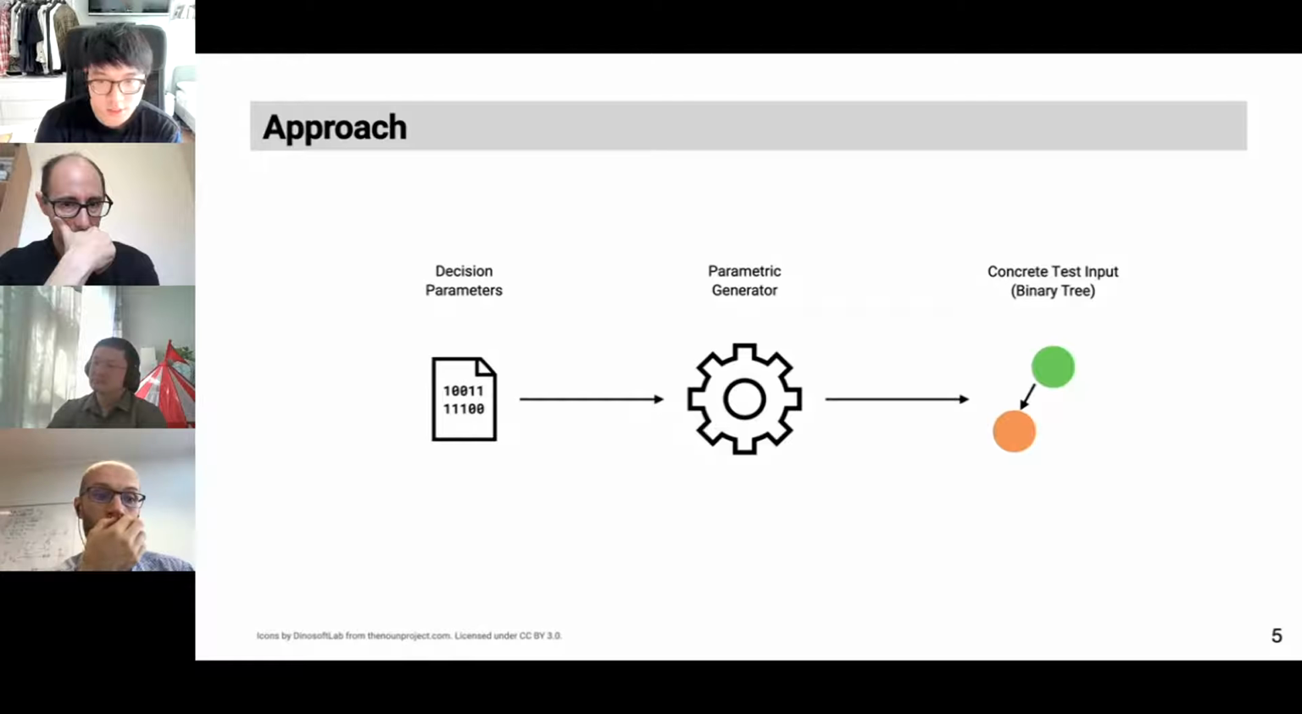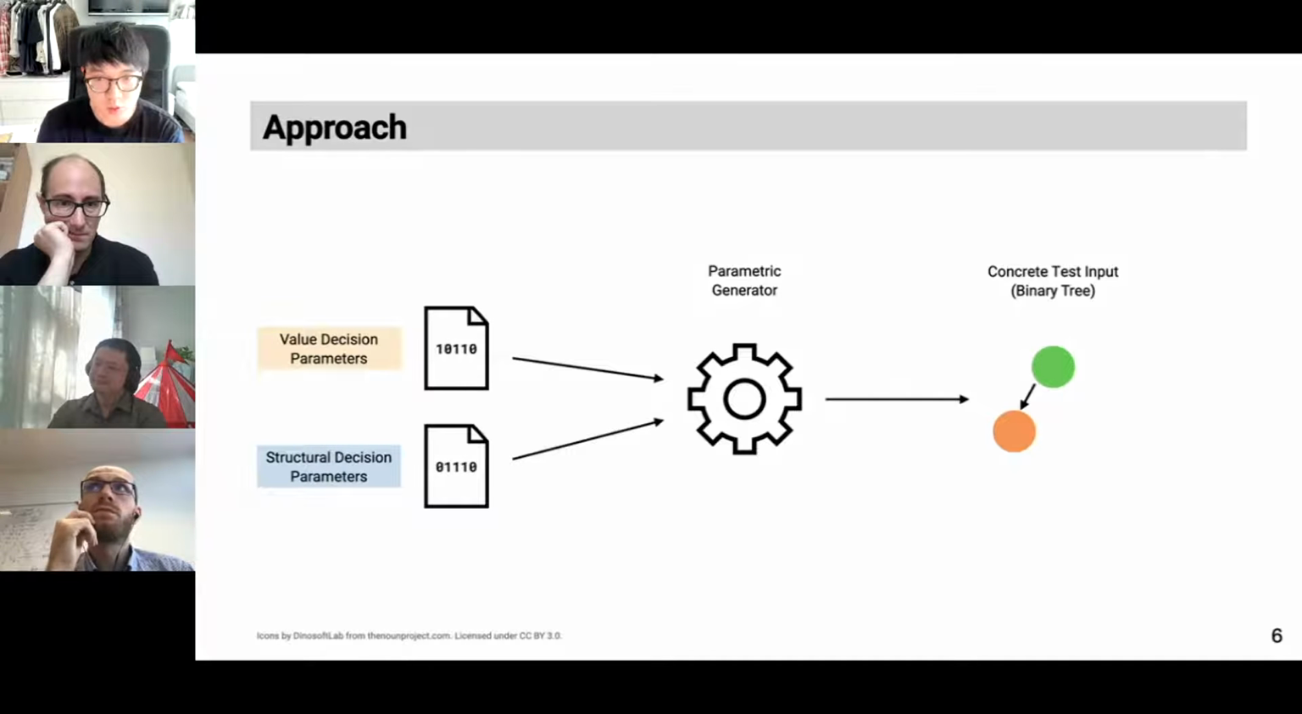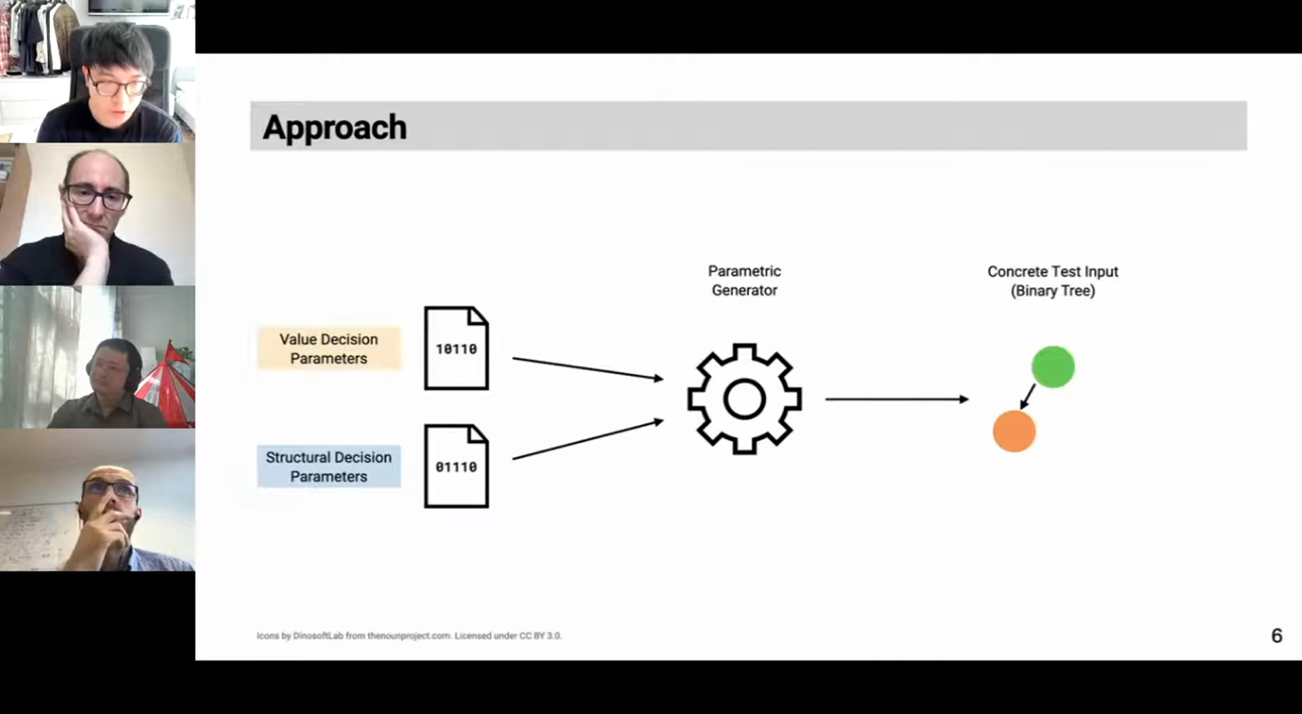Our key insight is that by analyzing the internal structure of these generators, we can classify these decision parameters into two types. First, we have structural decision parameters, which influence the structural properties of the input, like the number of nodes in the binary tree. And then we have value decision parameters, which correspond to fields in the input. So in this example, this would be the node values of a binary tree.